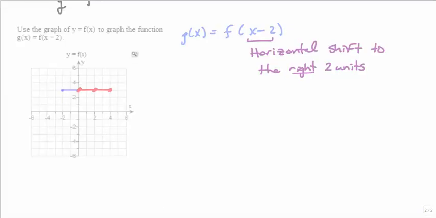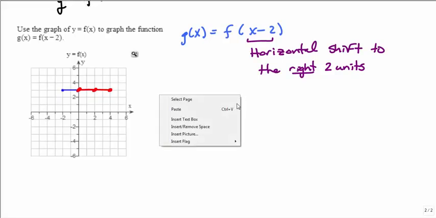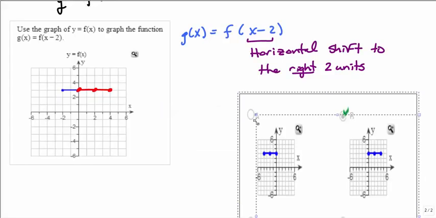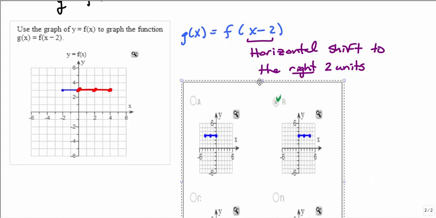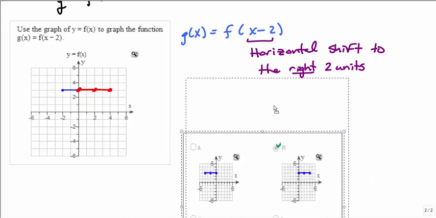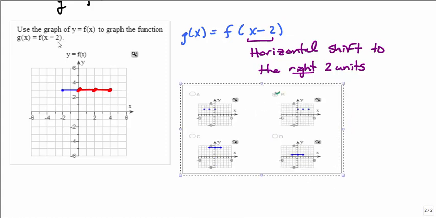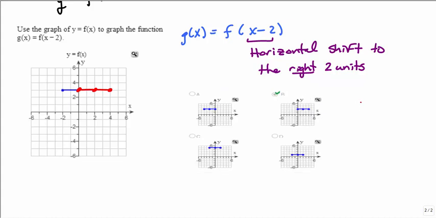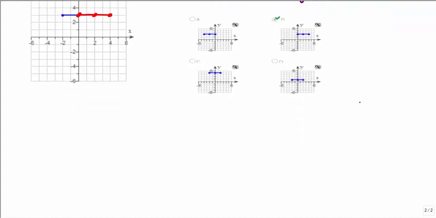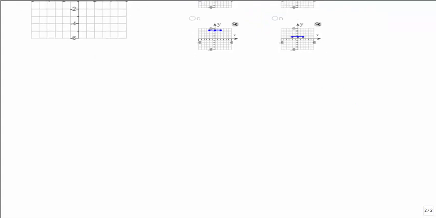We can see pretty clearly that once we shift those, it would definitely be letter B in this case, because all I'm doing is taking the values and shifting them 2 units to the right. It's within the argument, so I do the opposite. So that's this graph right here. I really can't graph these with the calculator because I don't have the original function.